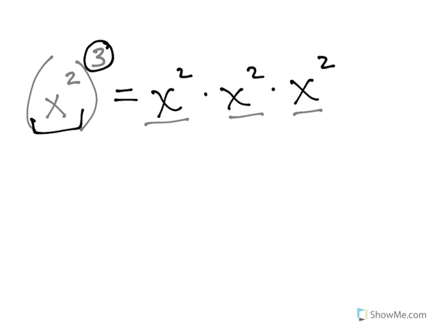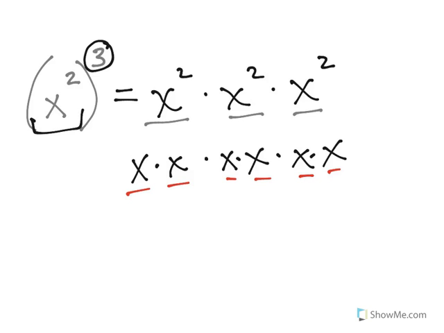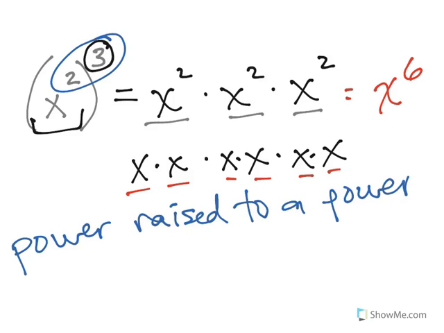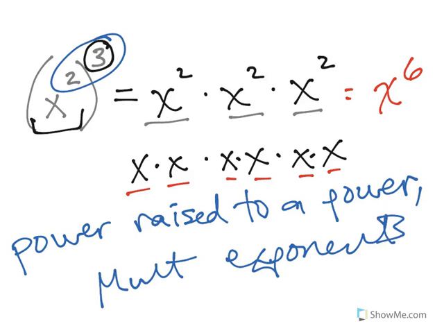Now go back to what we just did. That's x times x times x times x times x times x. 1, 2, 3, 4, 5, 6 x's. So this is the same as x to the 6th. How does that relate to our initial problem? Well, 2 times 3 is 6. So if I have a power raised to a power, we multiply the exponents.